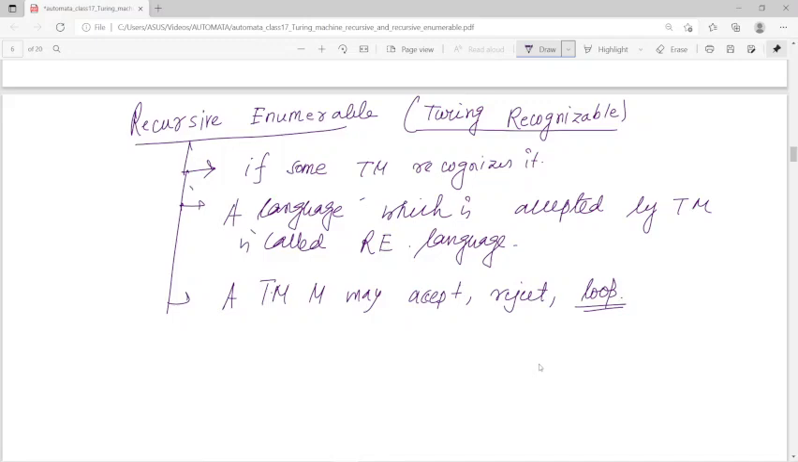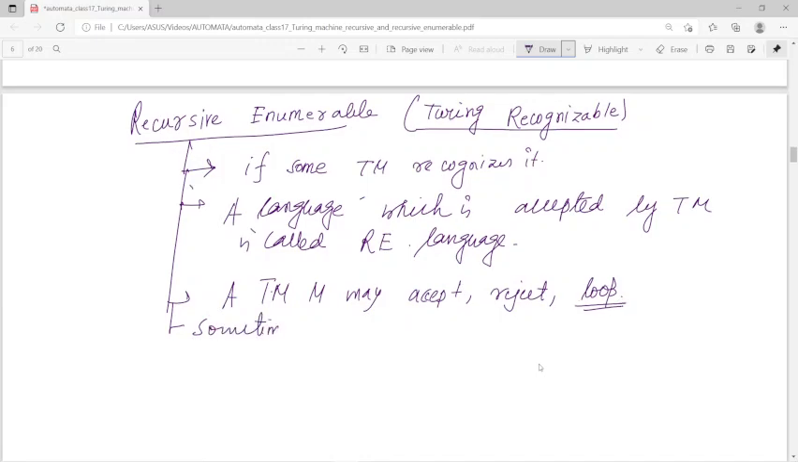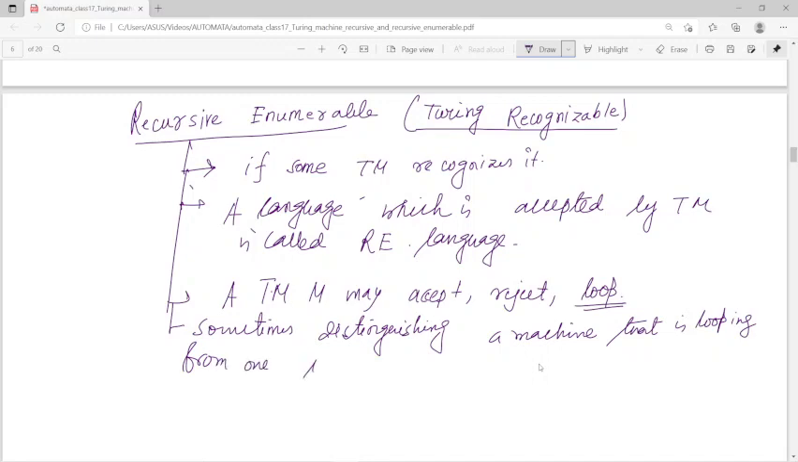Now the thing is that sometimes distinguishing a machine that is looping from one that is merely taking a long time is difficult.